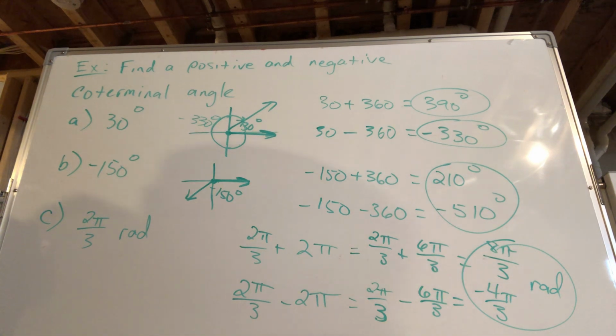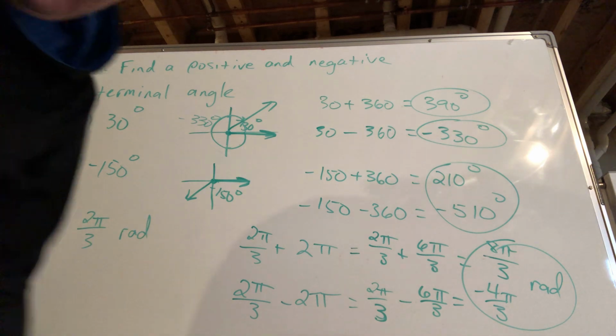So that one's just a little bit different. You had to add fractions there. But still the same concept, guys. If you go 360 degrees around the coordinate plane, or if you go 2 pi radians around the coordinate plane, you're in the same position. All right, these are what's known as coterminal angles.